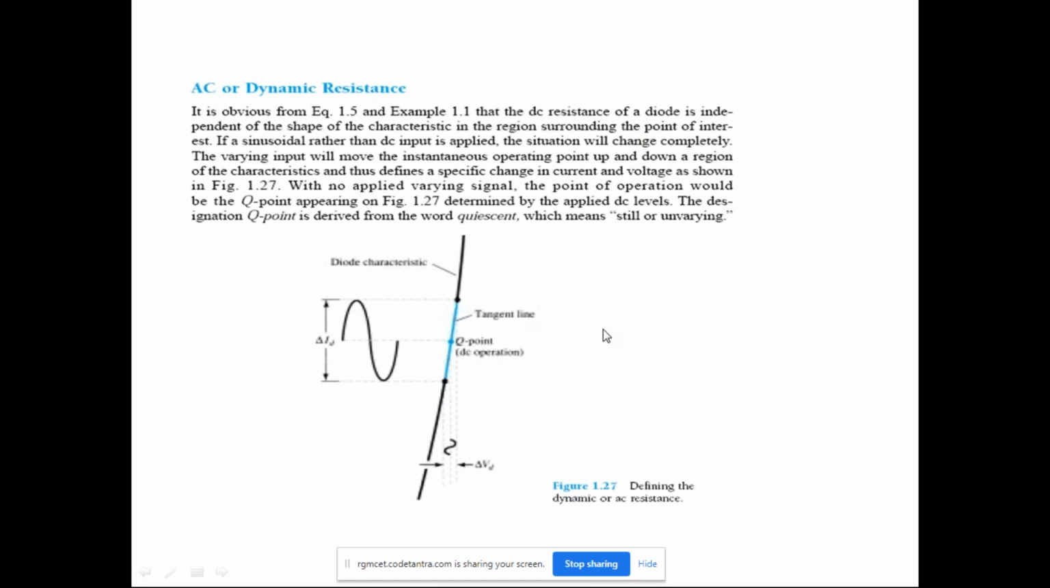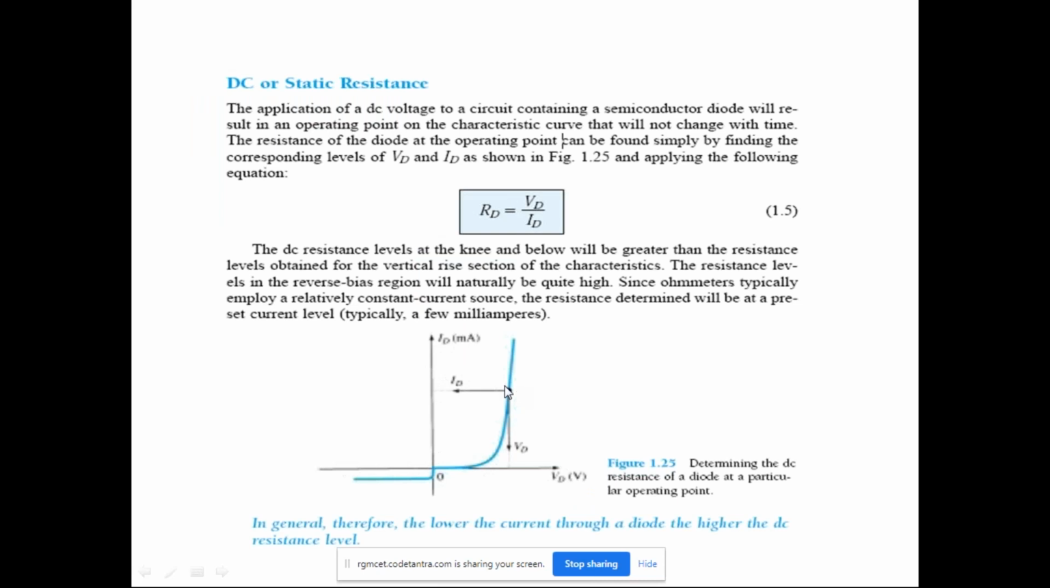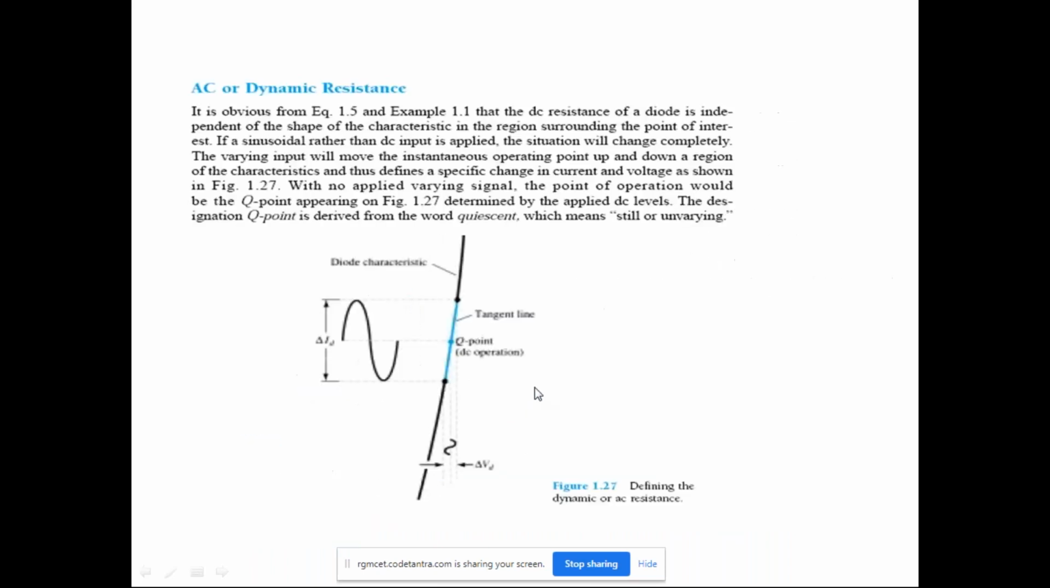If you consider the DC point here, this is the DC operating point. It does not depend upon the input side, right? Input is a fixed one. Whereas here, in AC, if we are applying a sinusoidal signal, this one is the sinusoidal signal. If a sinusoidal rather than DC input is applied, the situation will change completely.